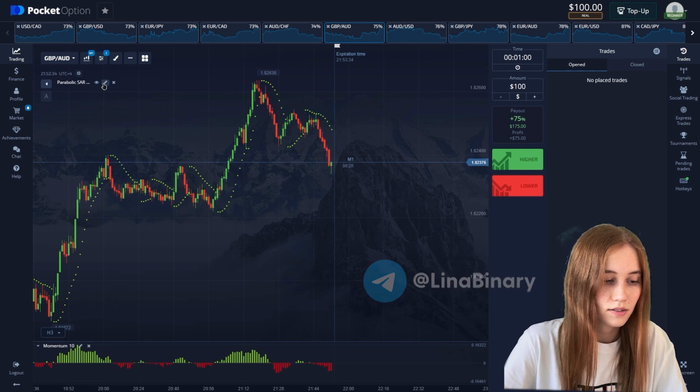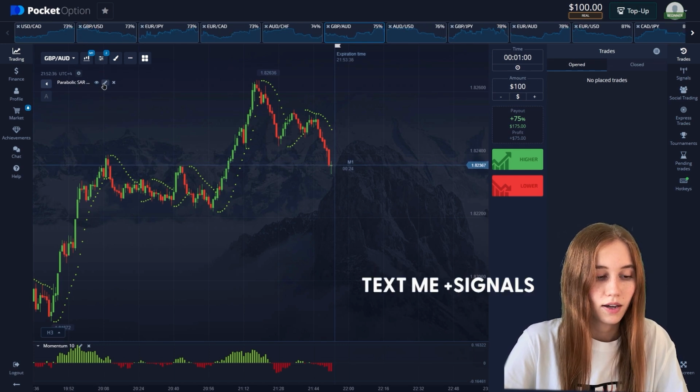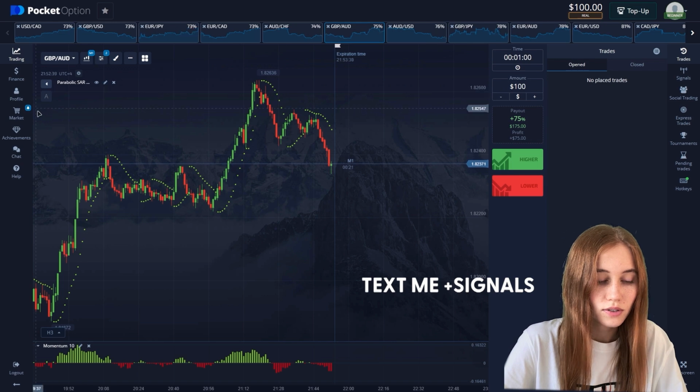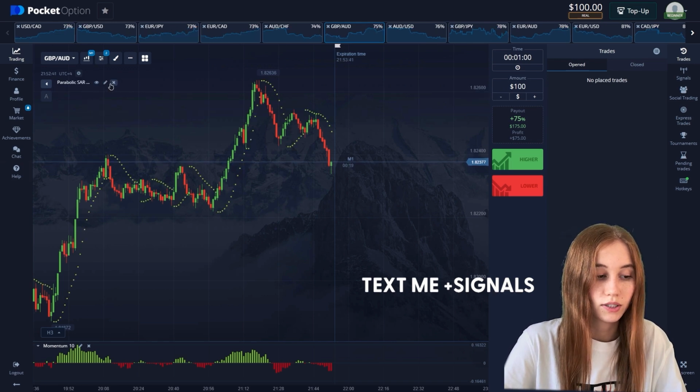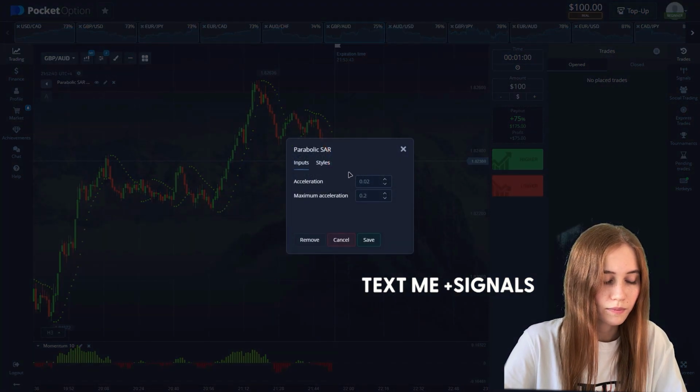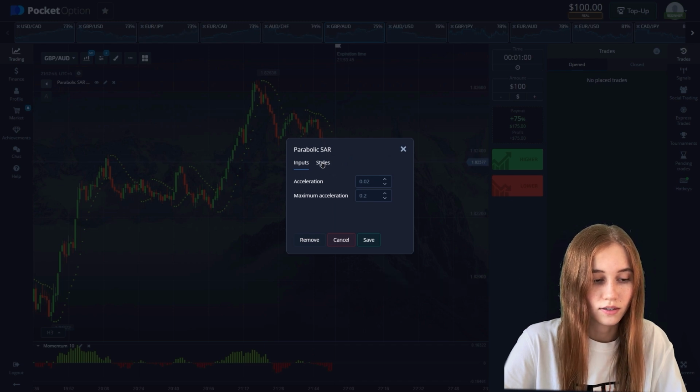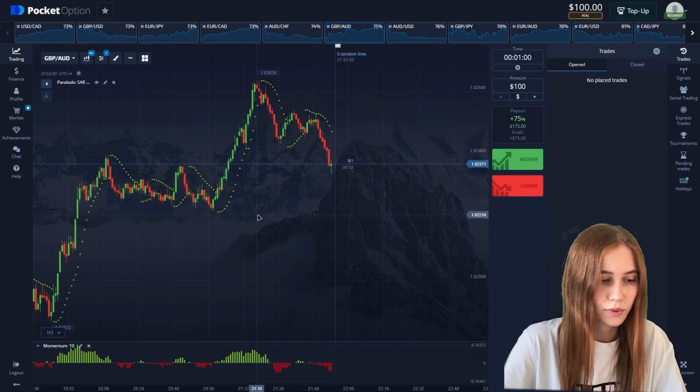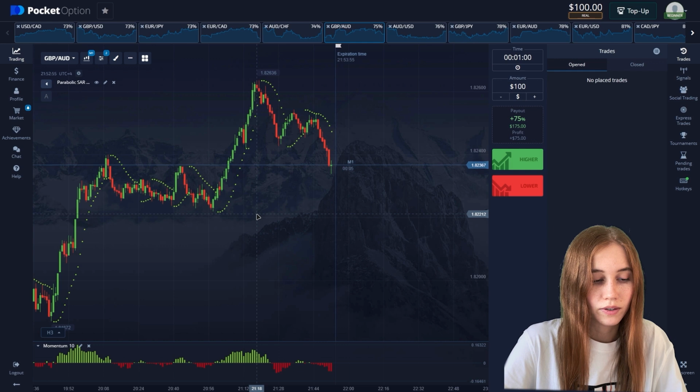Let's start talking about them. I'll tell you about the first, the parabolic indicator. You can see it. Let me show you the settings first and I'll tell you about it then. It recognizes the right moments to close the current position and open the opposite one.